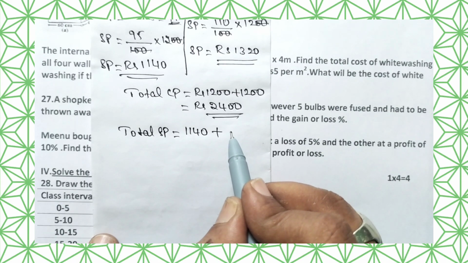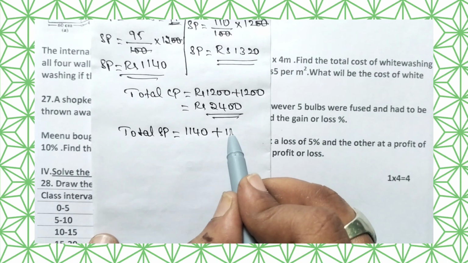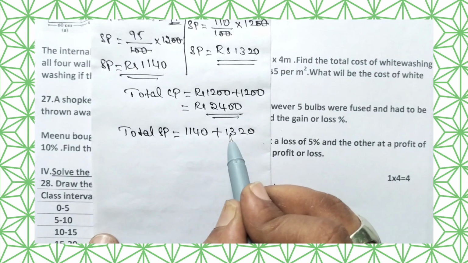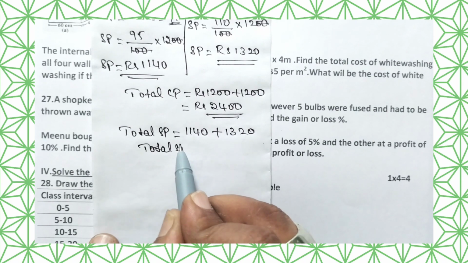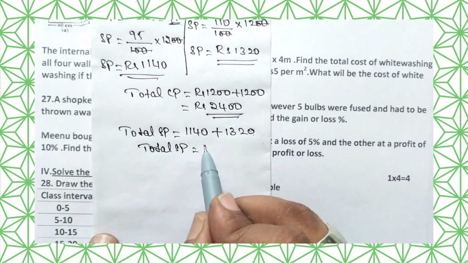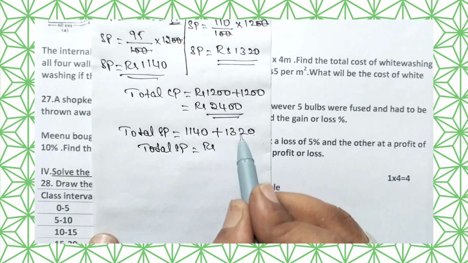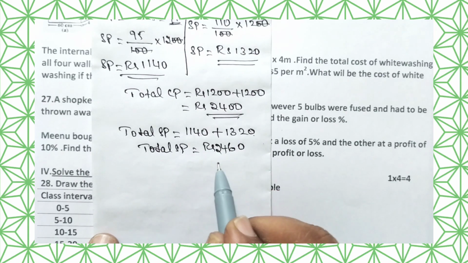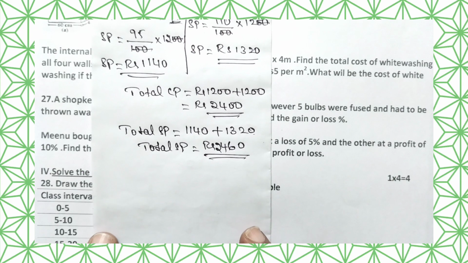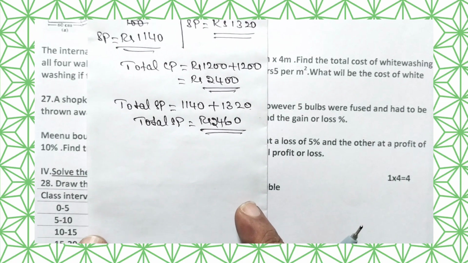If another fan is sold at a profit of 10%, then the selling price is 1320. So total SP is equal to, 0 plus 0 is 0, 2 plus 4 is 6, 1 plus 3 is 4, then 1 plus 1 is 2. So total selling price is equal to 2460.